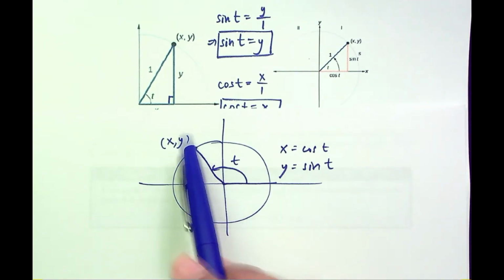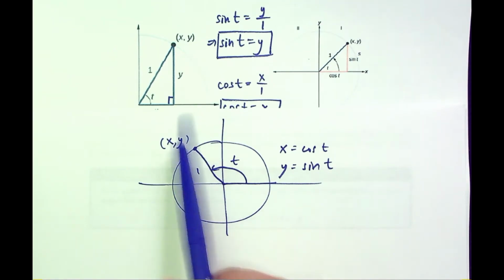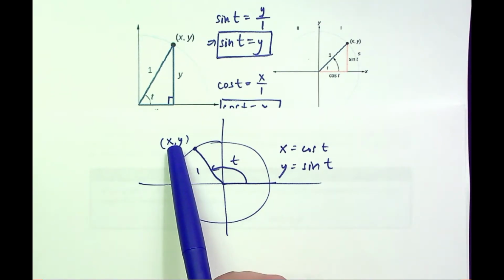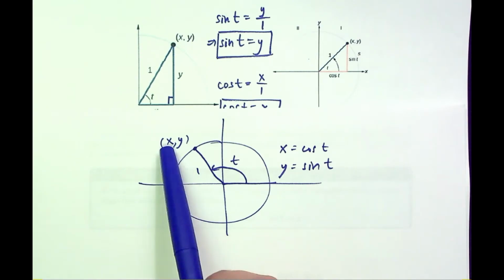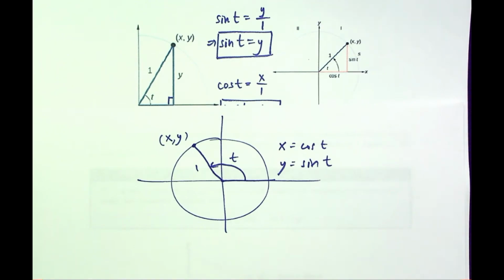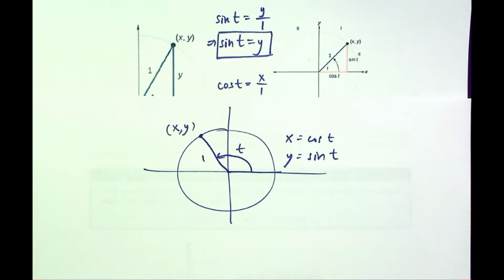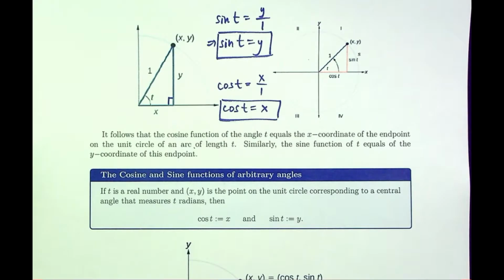The coordinates of that point, which is the intersection of the terminal side and the unit circle, give you the cosine and the sine. The x coordinate is the cosine and the y coordinate is the sine. And that's how you define the sine and the cosine for arbitrary angles. This definition works for any angle whatsoever.